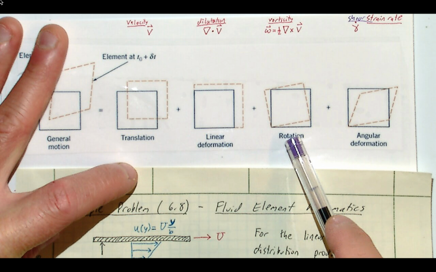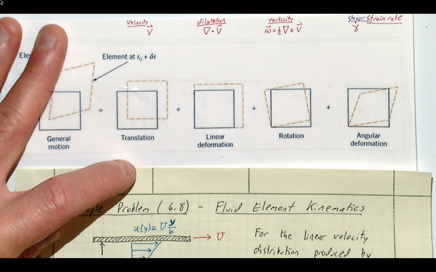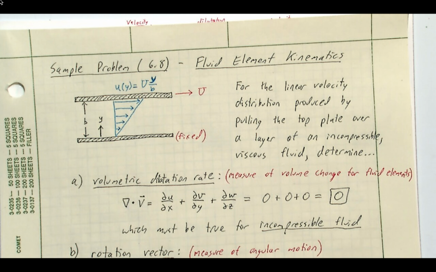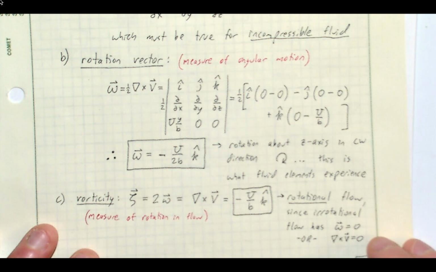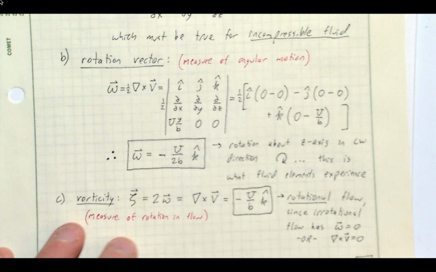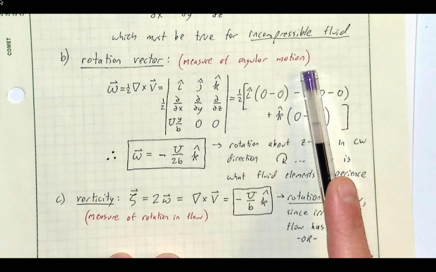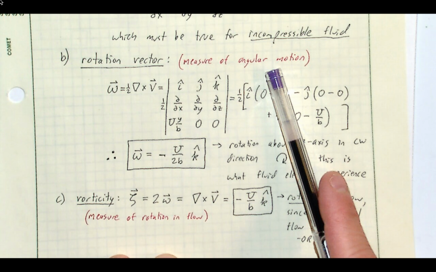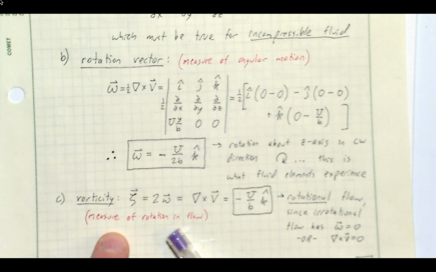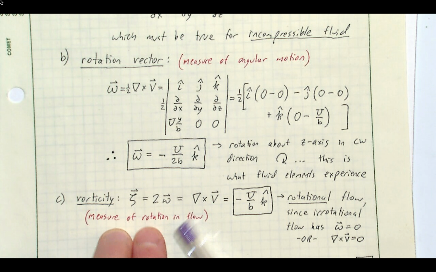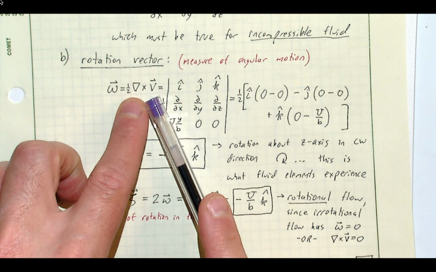So our rotation vector is this omega, and then vorticity is where we've taken off the half factor, so we multiply it by 2. And that's parts B and C, which we'll do at the same time here. So our rotation vector is a measure of angular motion, it's rotation, and also, vorticity is therefore also a measure of rotation in the flow. But let's just start with the rotation vector. That's defined to be 1/2 of the curl of velocity.